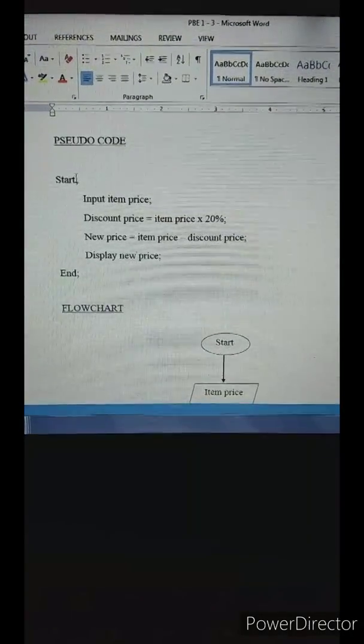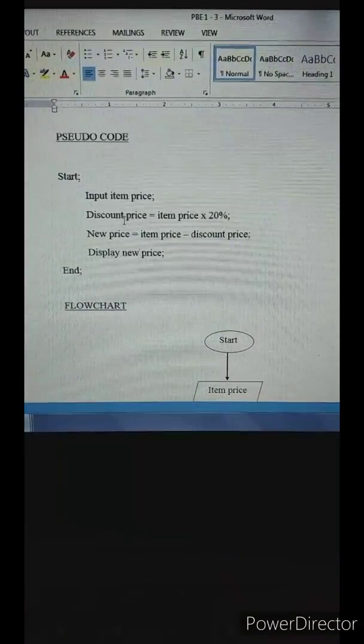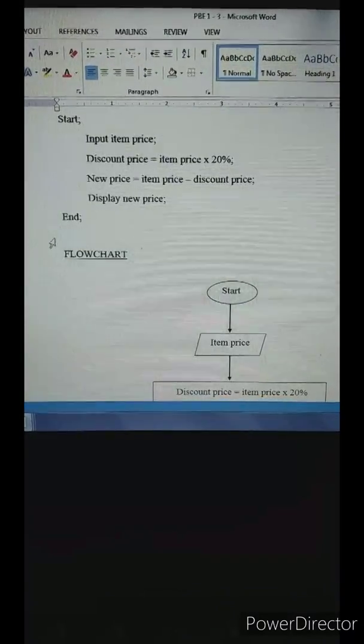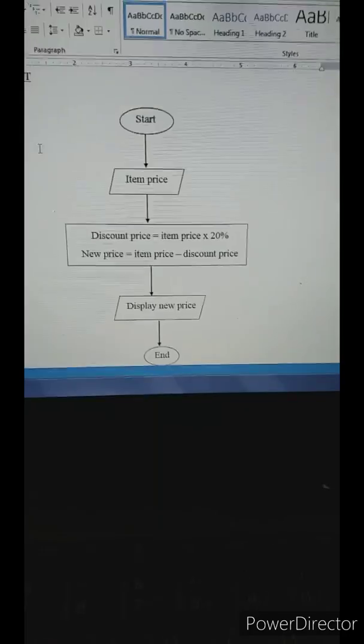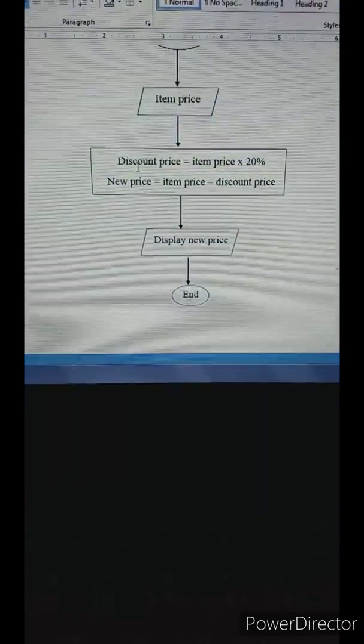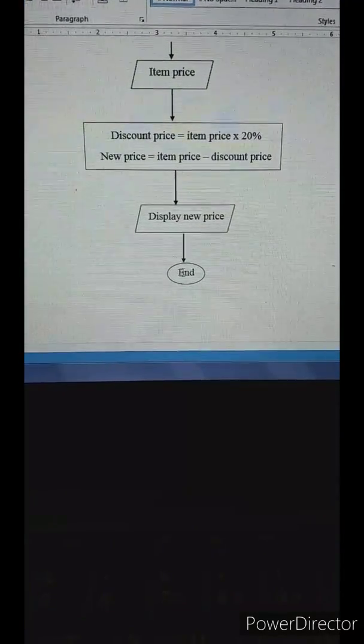Now the pseudocode is the same as the IPO. Start, input item price, discount price calculation, new price calculation, then display the new price, and then end. The flowchart is the same as the pseudocode. Start, item price, discount price calculation, new price calculation, display new price, and end.